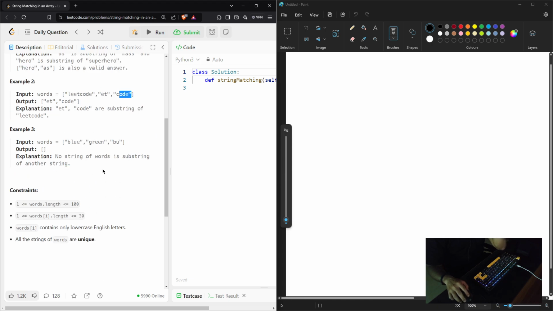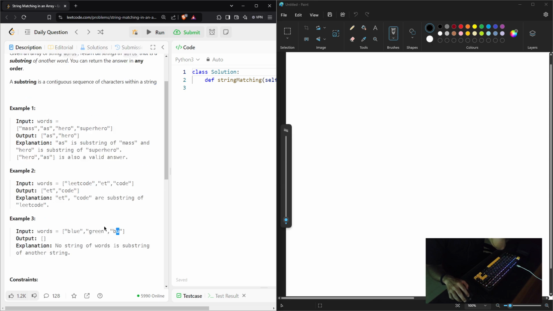Now if we take the third example, we see there's not even a single word which is a substring of any other word. So blue is not a substring of any other words provided here. Green is not a substring of any other word provided here. Same with bu as well.